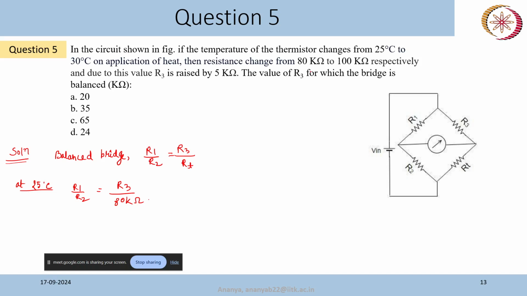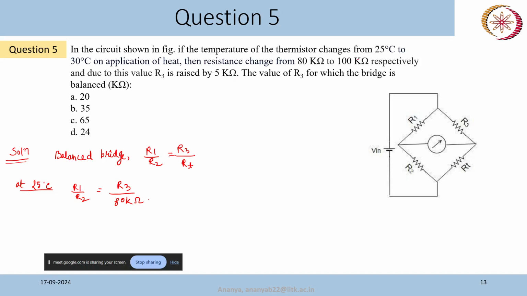Now see, as the temperature increases from 25 degrees Celsius to 30 degrees Celsius, this temperature increase is not due to the input signal. This is due to the temperature of the room in which the bridge is kept. It increased to 30 degrees Celsius. So that is affecting all of these resistors. That is affecting R3 also, and the resistance of R3 is raised by 5 kilo ohm due to this temperature increase.